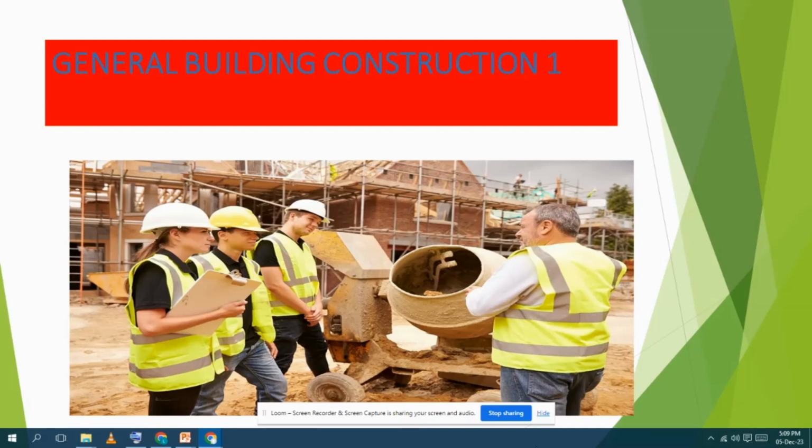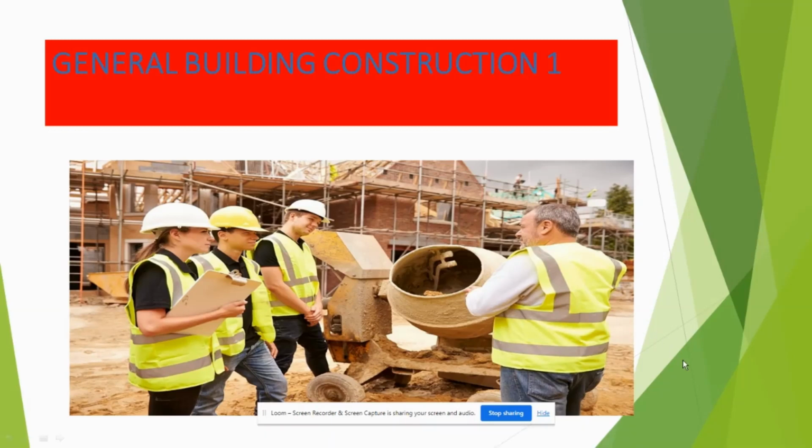Welcome to General Building Construction 1. Under General Building Construction 1, this is a unit in building and construction which generally deals with the construction of building, civil work, railway works, etc.